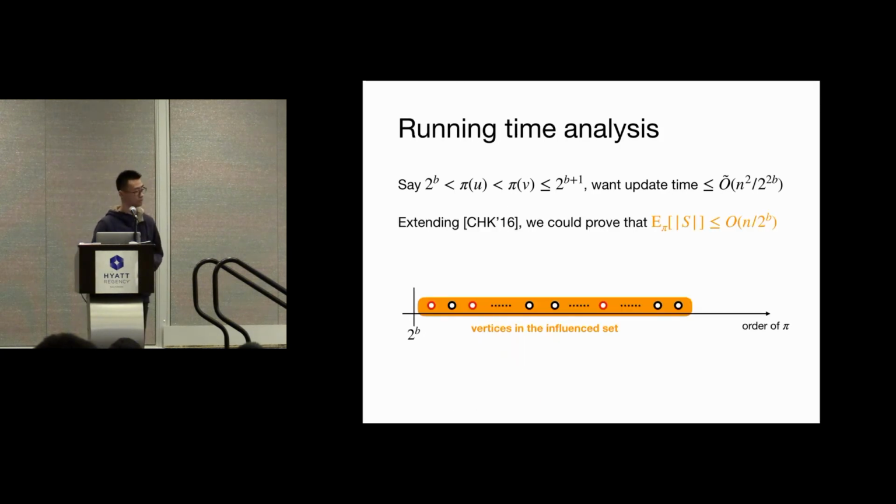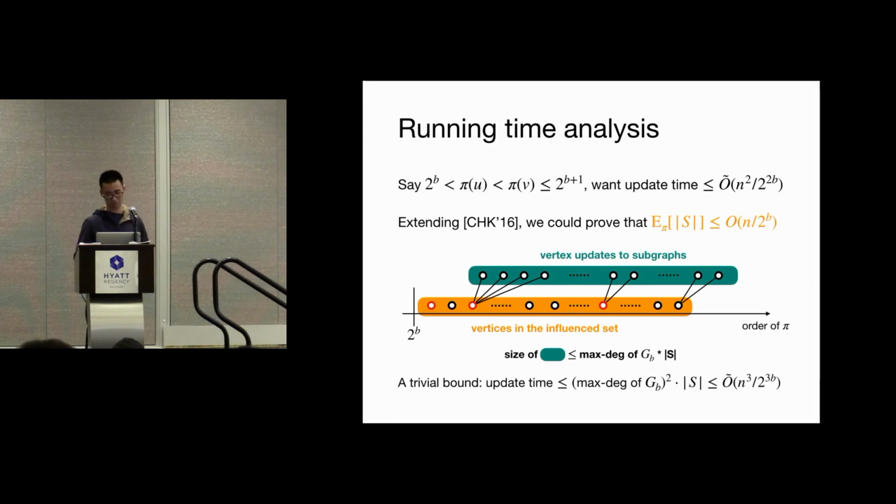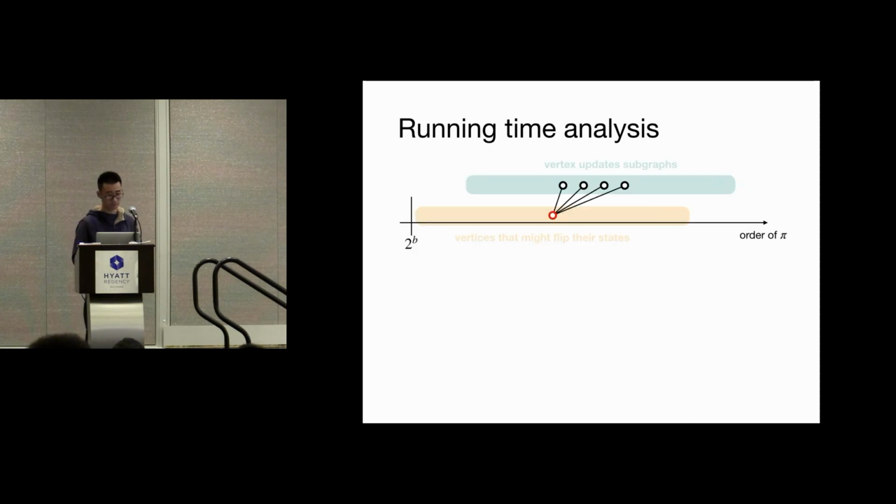Now let's unpack more details. By extending this lemma, we can argue an upper bound on the size of S. So the hard part becomes the total number of vertex updates. The trivial upper bound says it is bounded by the maximum degree times S. So for the update time, it could be too large. Now let's refine this upper bound by looking at each vertex within the yellow area. Let's say it is at position 2 to the i. Then we have a handle on the degree of this vertex. So the size of this green set is bounded by this summation.